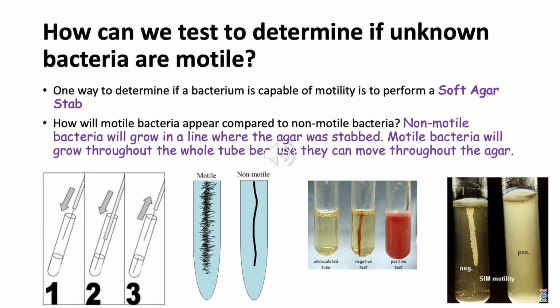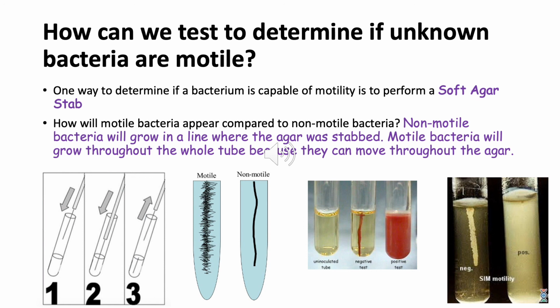So how can we test to determine if our unknown is motile? Well, one way to determine if a bacterium is capable of motility is to perform a soft agar stab. Now, what that means is that there's agar in a tube, as you can see in the drawing below, and it's softer than normal agar in a plate, so it allows for motility of the bacteria within the tube. And you take some bacteria on a sterile needle and stab it into the soft agar and pull it directly out in a straight line.